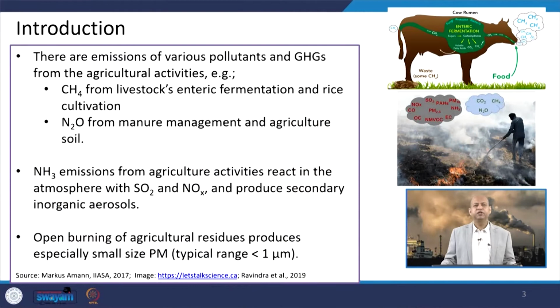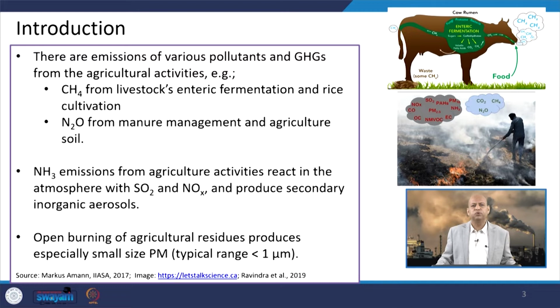Now, a very brief introduction to the sources of emissions from agriculture activities. Methane from livestock, enteric fermentation and rice cultivation is one predominant emission, and nitrous oxide from manure management and agriculture soil is also emitted in large quantity. These are the major greenhouse gases. Ammonia emissions are also there, and they can react with sulfur dioxide or NOx in the atmosphere and create secondary aerosols. So there is a contribution from ammonia emissions as well.